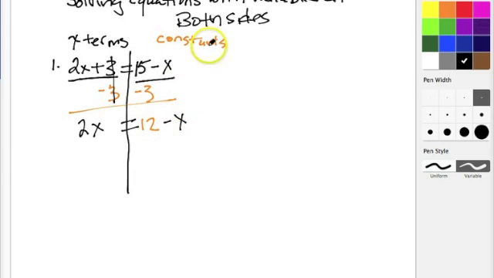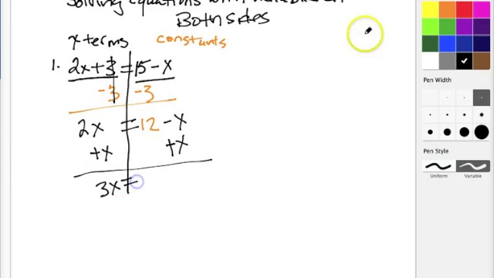And then what I'm going to do next is get rid of this x term, because it's not a constant. So I'm going to do the opposite of what minus x is doing. I'm going to add x to both sides. When I do that, I'm left with 3x is equal to 12. Notice I only have orange or constant terms here, and I only have black or x terms here.